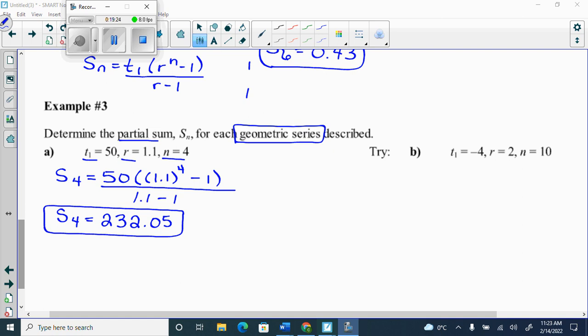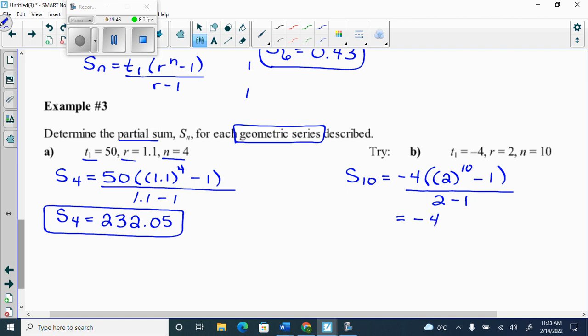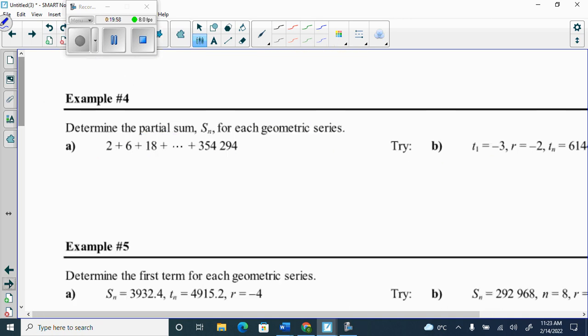For B, we're going to get S10 equals negative 4, bracket 2 to the 10 minus 1 over 2 minus 1. And what do we get? What did you get? Negative 4,090. Do we agree as a class? Sure. I agree with you.